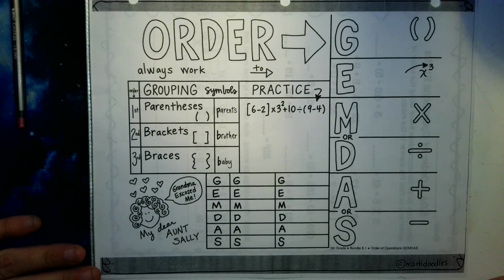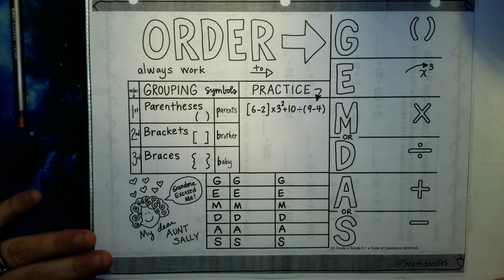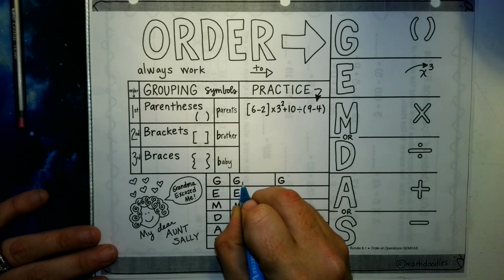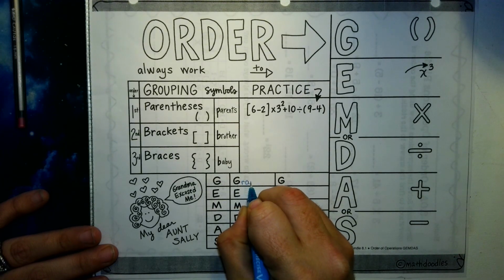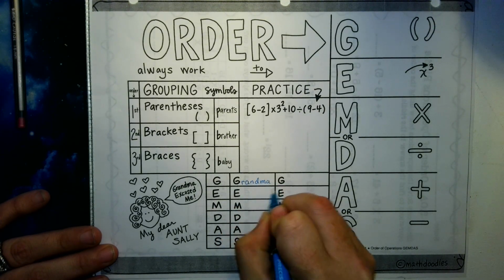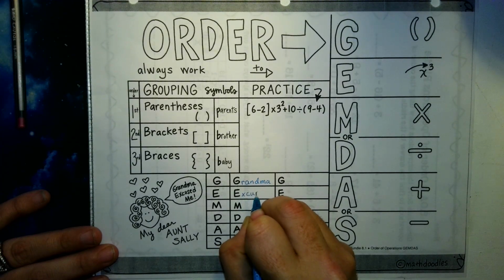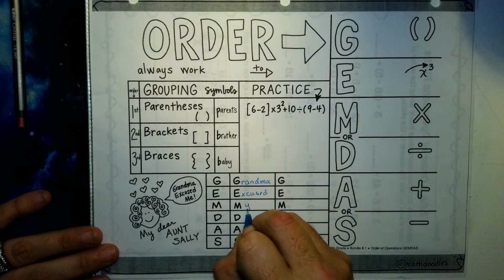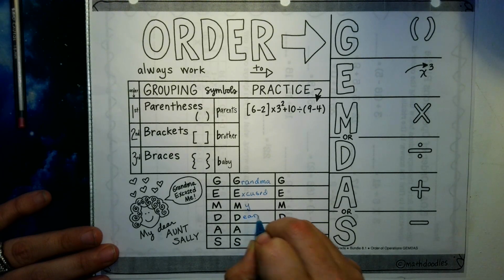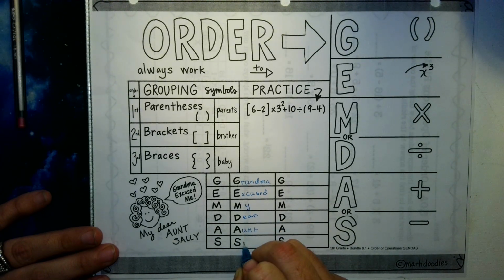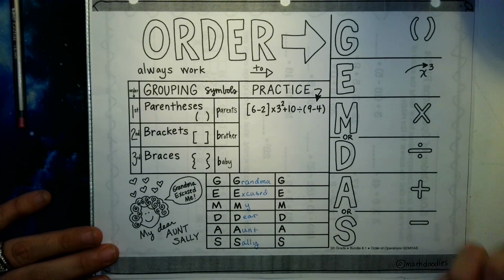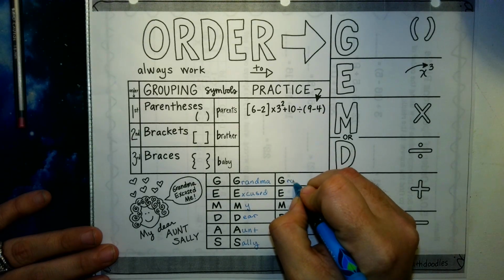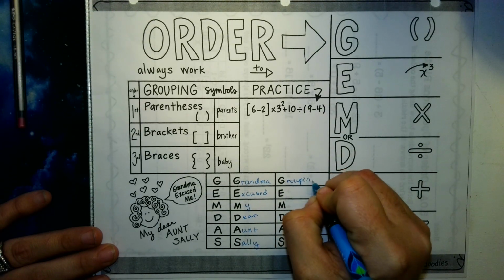I am going to first walk through GEMDAS, which is a newer version of PEMDAS, where we used to say, please excuse my dear Aunt Sally. Now it is Grandma excuse my dear Aunt Sally. So we're going to write that mnemonic device here. Grandma excuse my dear Aunt Sally. And the way this works is we are now looking at grouping, not just parentheses.